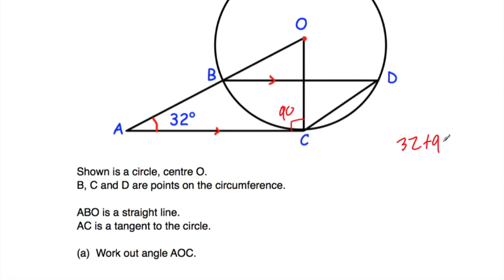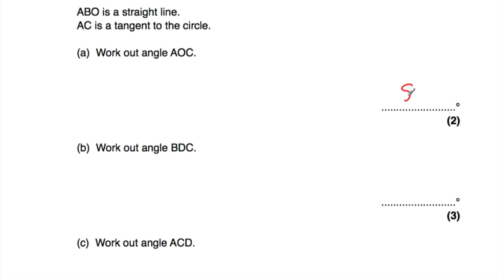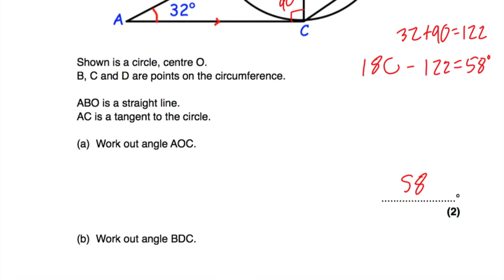32 plus 90 is equal to 122 degrees. And if we take that away from 180, we can find the size of that angle. So 180 take away 122 is equal to 58 degrees. So it means that this angle up here is 58 degrees. So that's 58 degrees.